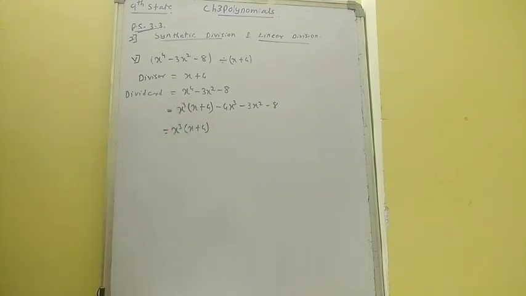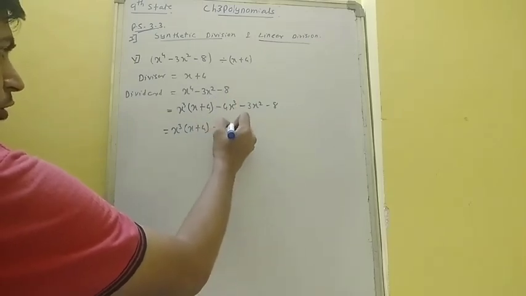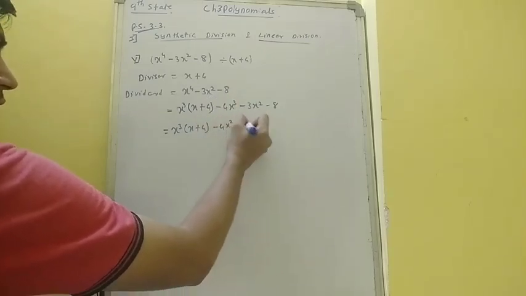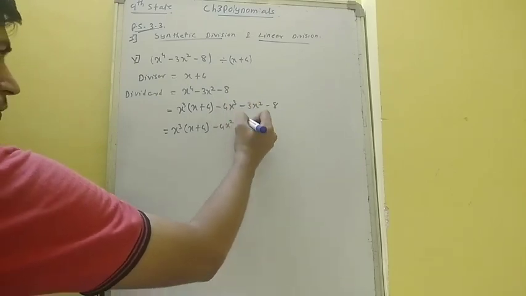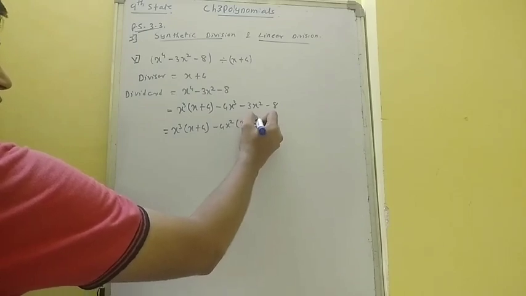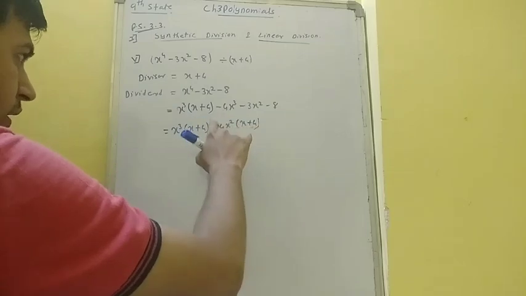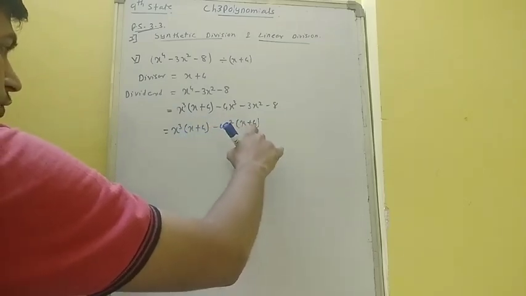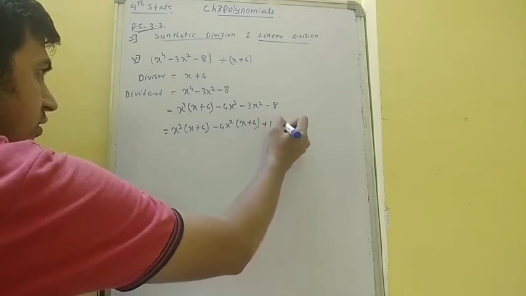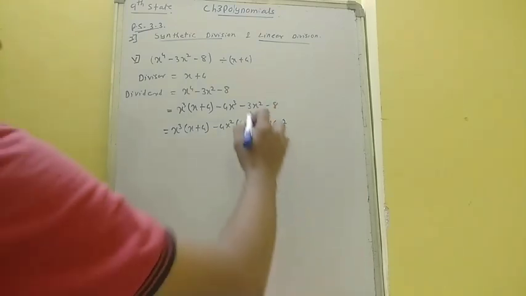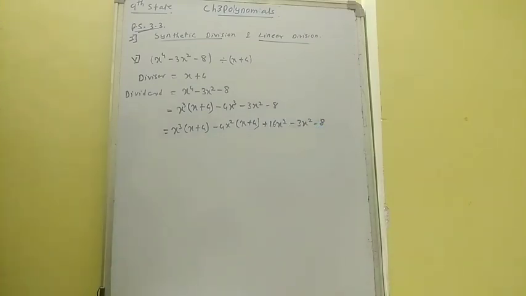Okay, now to get x over here, I will take minus 4x square common. Okay, so again I will have 4x square into x, minus 4x cube, and we will write this x plus 4. Okay, this divisor we will write it. So 4x square into x, 4x cube, minus 4 into 4, 4 4s are 16, minus 16 will be balanced by plus 16x square. Okay, and this thing as it is, minus 3x square minus 8.